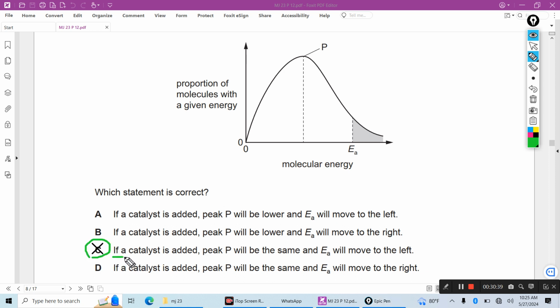If a catalyst is added, the peak of P will be the same. Yes, this peak will remain the same, but when a catalyst is added, the activation energy decreases. So this amount of energy will decrease, and this line will move to the left-hand side, because the catalyst decreases the activation energy. If you don't use a catalyst, the activation energy is from this to this. If you use a catalyst, this activation energy decreases, so this line will move to the left.